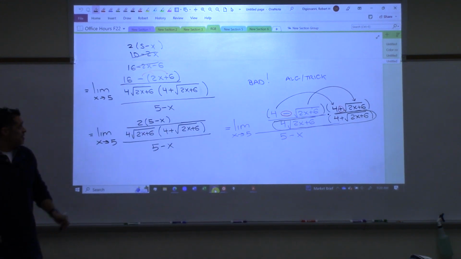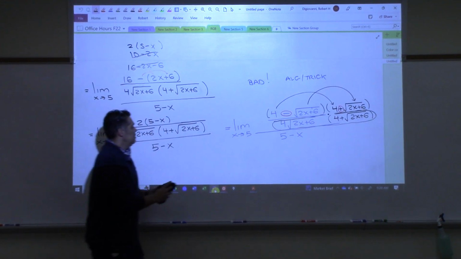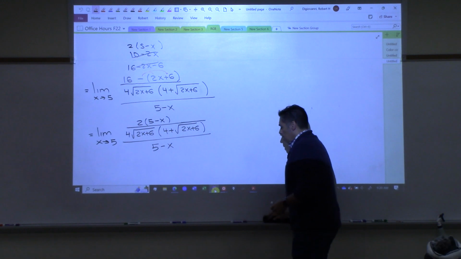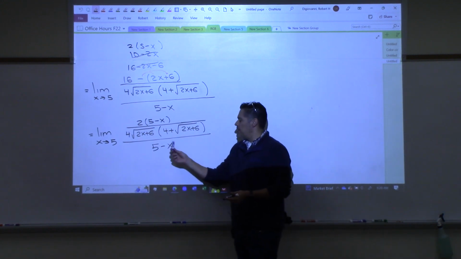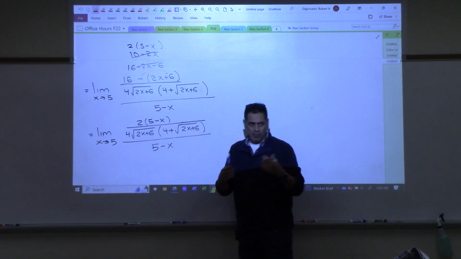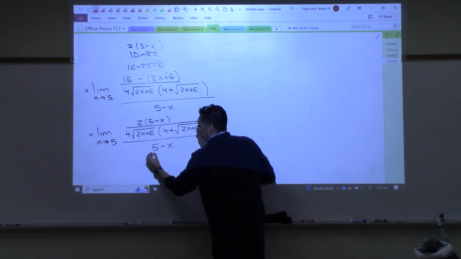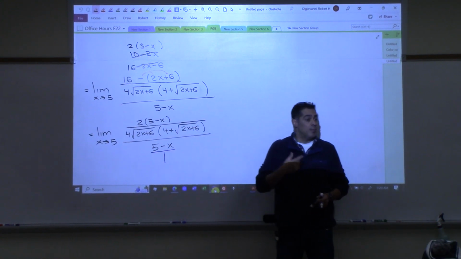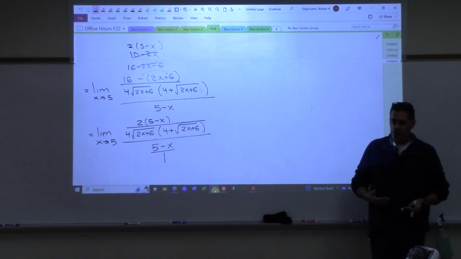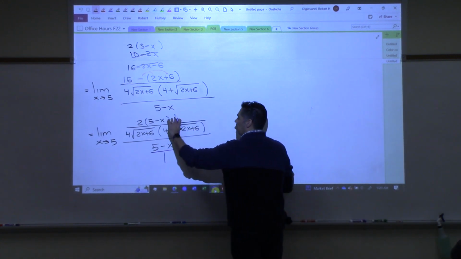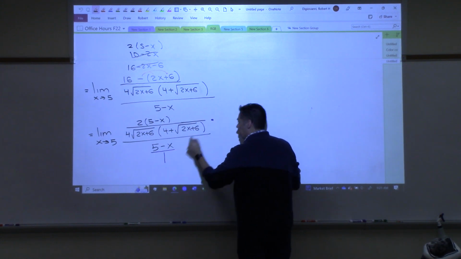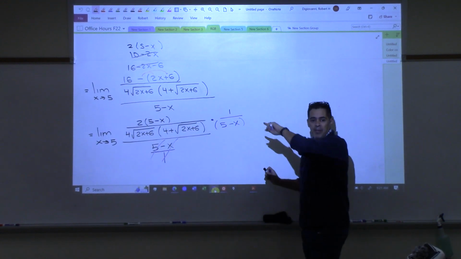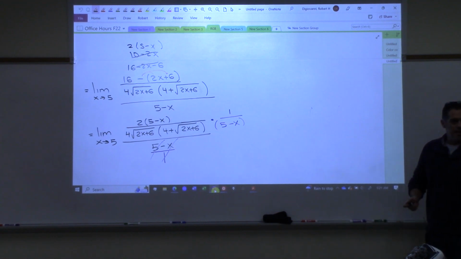And now the 5 minus x's are going to cancel. But you need to be clear on why they're going to cancel. Be absolutely clear with your algebra why they go away. You could just cancel them if you're happy with it. But to really understand what's going on, you can look at this as a fraction divided by a fraction, which is the same as multiplication by the reciprocal. That's what division really is. So I'm taking this fraction and multiplying it by the reciprocal of this, so I've flipped it. And now do you see the 5 minus x's cancel?